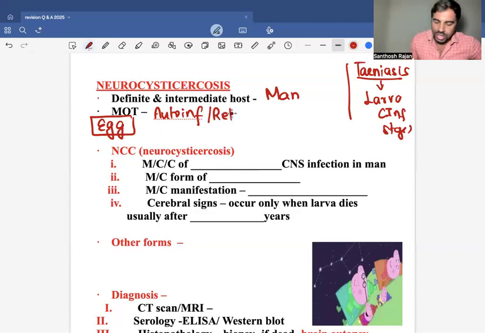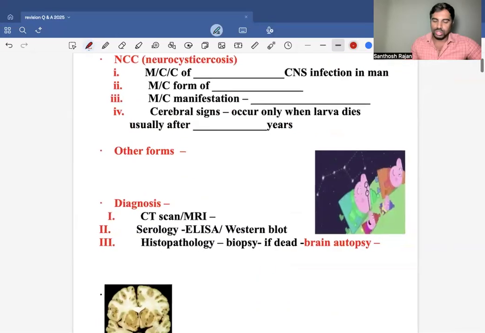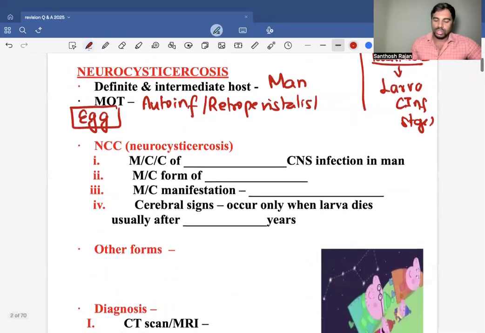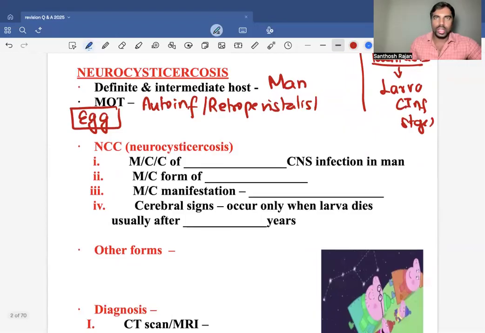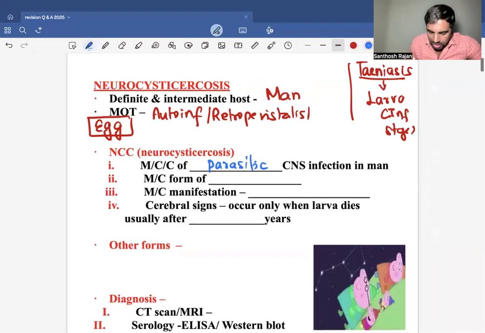Autoinfection or retroperistalsis. Contaminated finger or whatever, it goes back. That is the main thing, autoinfection for neurocysticercosis. Now, there are questions they can ask you about neurocysticercosis. Neurocysticercosis is the most common cause of what? Any guesses? It is the most common cause of parasitic CNS infection in the brain. And this is the most common form of cysticercosis. Among cysticercosis, this is the most common one.